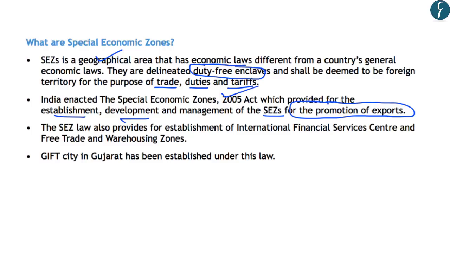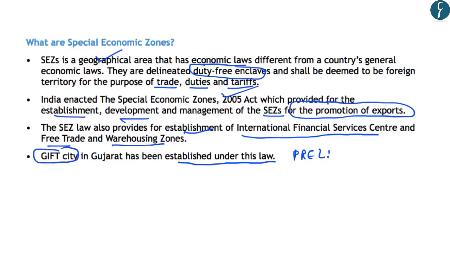Now the SEZ law also provides for the establishment of International Financial Center or Financial Service Center and Free Trade and Warehousing Zones. So here you should note that the Gujarat International Financial and Tech City in Gujarat has been established under the SEZ Act 2005, and this can be a very important fact for us from prelims examination point of view. So you should keep this point in mind.